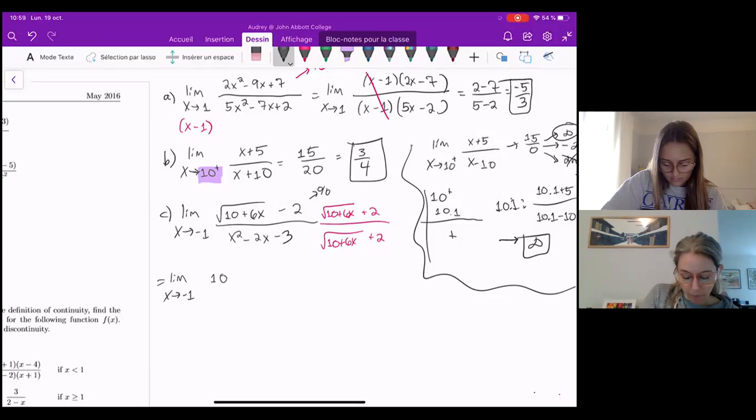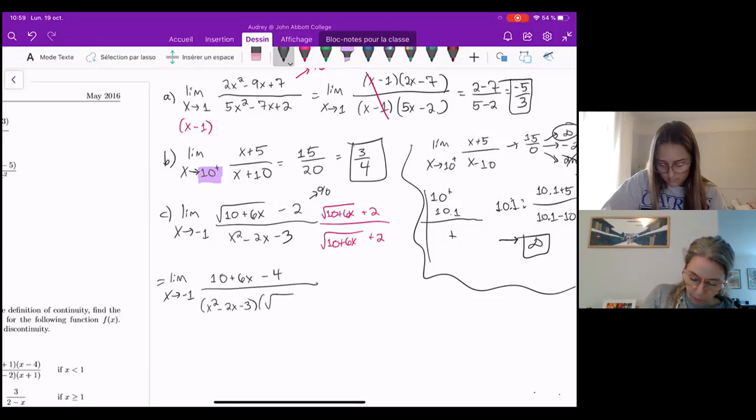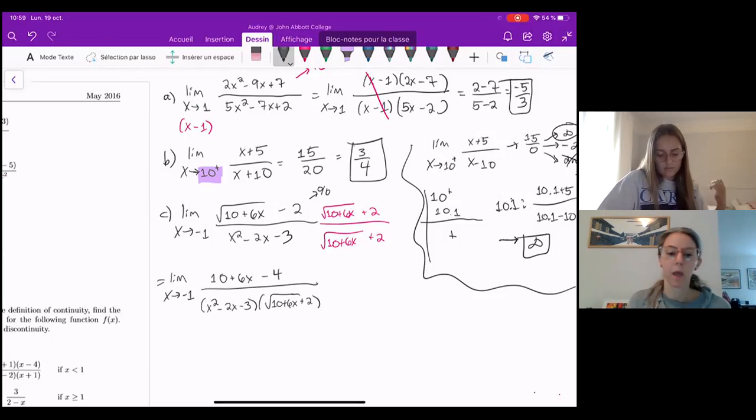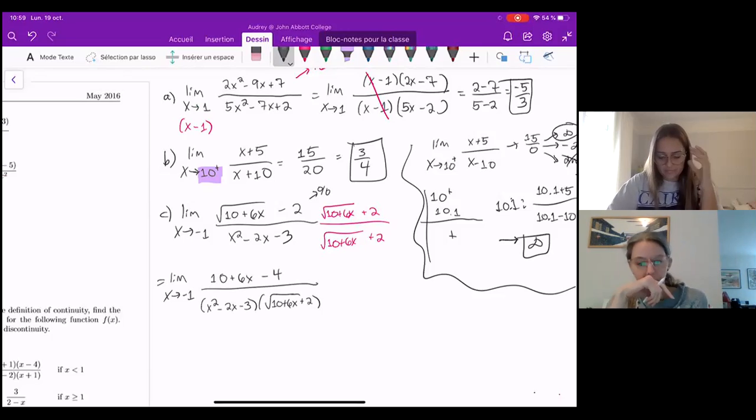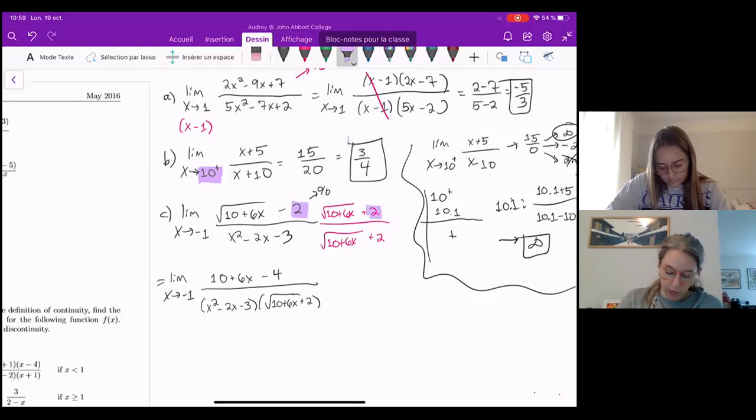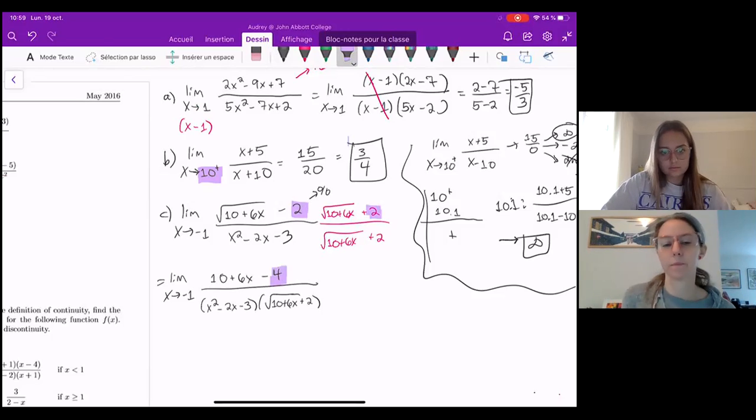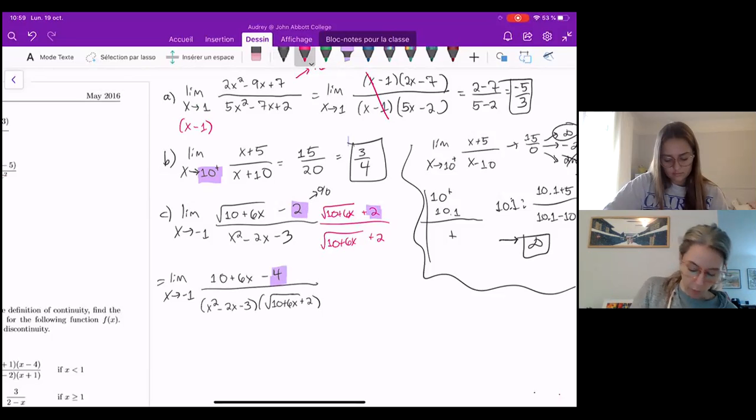So I have 10 plus 6x minus 4 over x squared minus 2x minus 3 times root 10 plus 6x plus 2. So don't forget to square that. These 2's get multiplied together to give a 4. What am I trying to cancel out here? You got it, x plus 1.